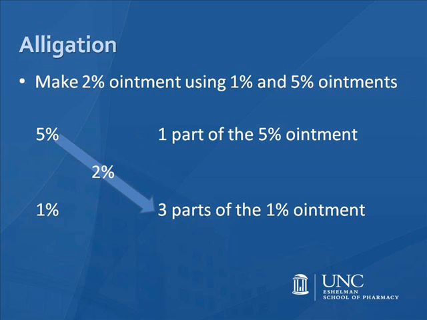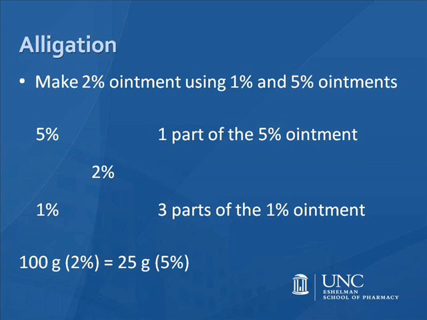Now for the other diagonal, 5 minus 2 gives us 3. And there you have it. Mixing the two ointments in a ratio of 1 to 3 will yield a final product that is 2% in concentration. So let's say you want 100 grams of the 2% ointment.